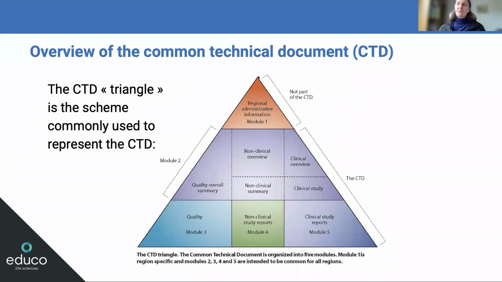And then you have the peak of the triangle, which is called module 1. It's generally not considered part of the CTD in the sense that it's where you provide the regional information, and you may have different sections, different format according to the region. This is also where you provide data like pharmacovigilance system or product information, patient information leaflets in each respective languages.